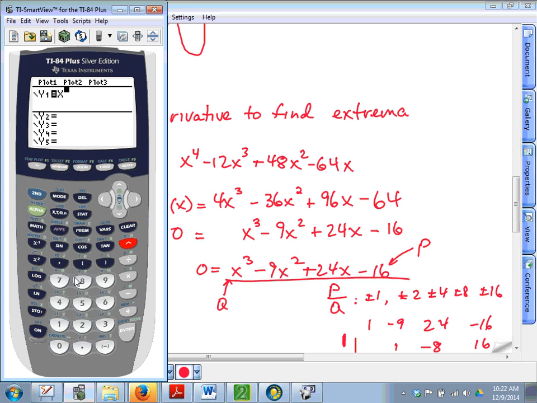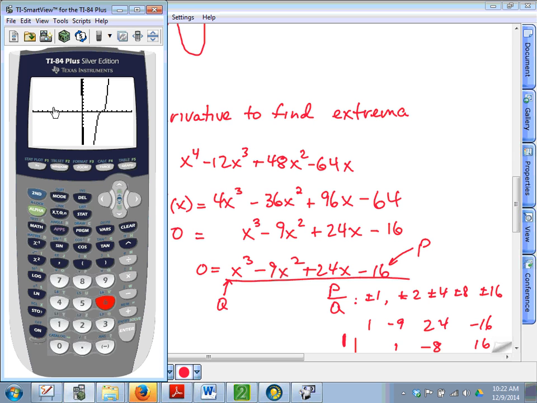So, x to the 4th minus 12x to the 3rd plus 48x squared minus 64x. The caret just goes right there. Yeah, mine does the same. I think you just have to update it. Update your software.